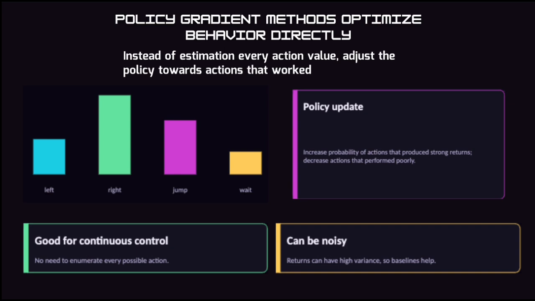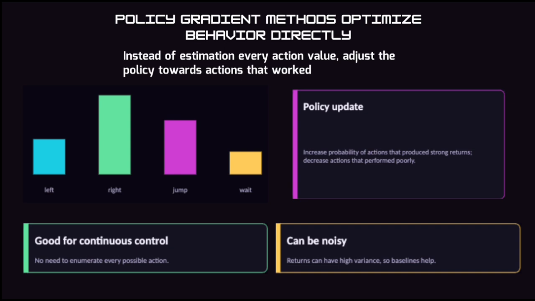And policy gradients are also useful when we use stochastic policies. In some environments, the best behavior might not be fully deterministic, or the agent may need controlled randomness. A policy gradient method can naturally learn probabilities.